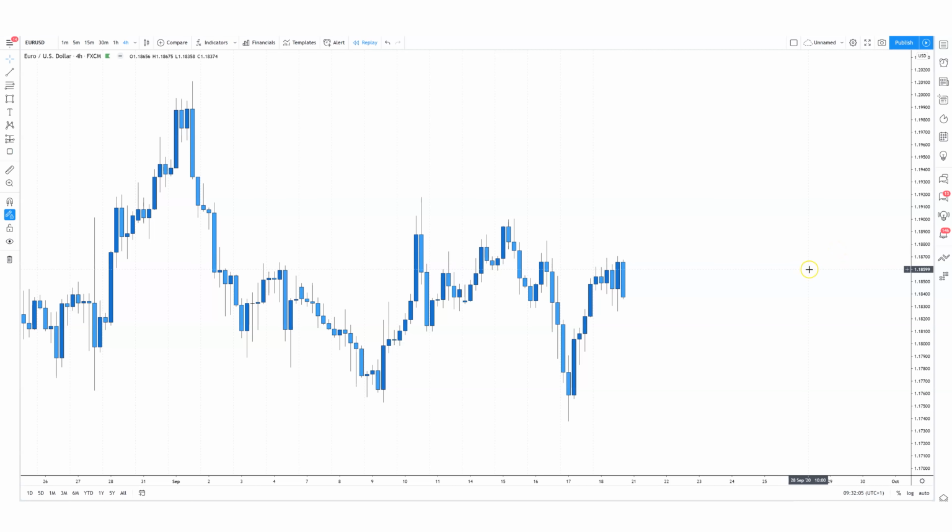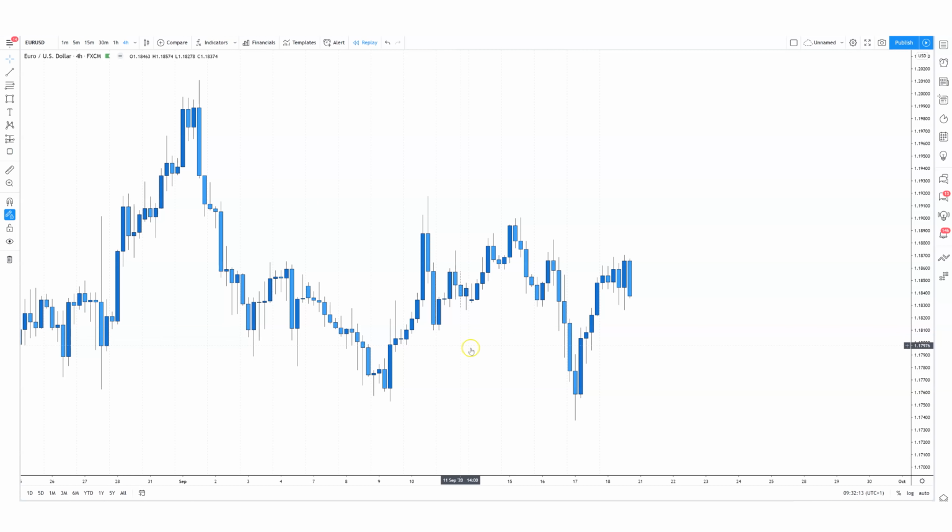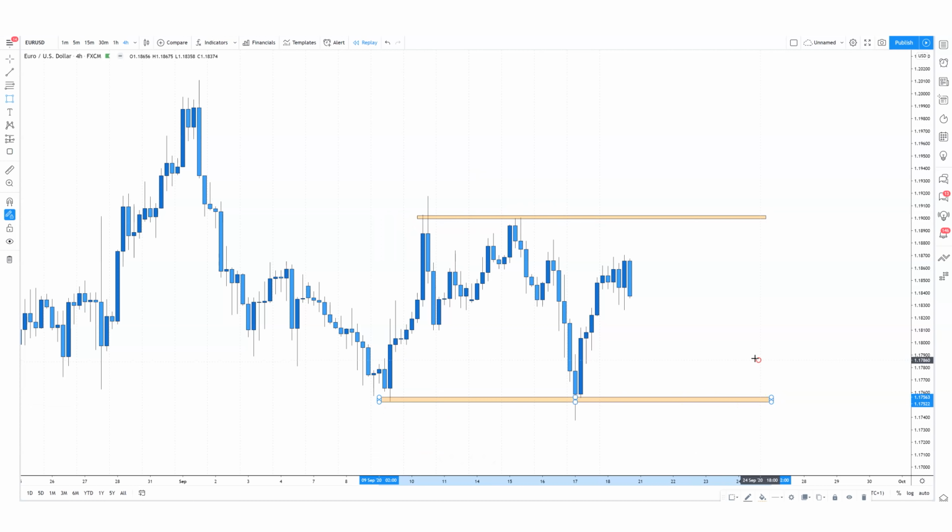So Euro USD on the 4H timeframe, what can we see on this structure? Well, you can clearly see that the market isn't really trending in a nice directional bias. We can see that the market is ranging and moving sideways. What I first identify here is the structural high that was formed that has still not been taken out, and the structural low that was formed that's still not taken out.